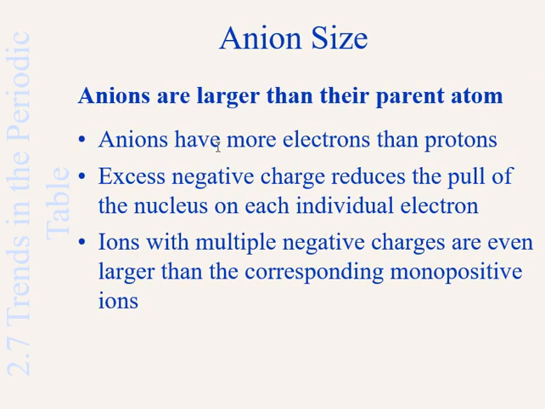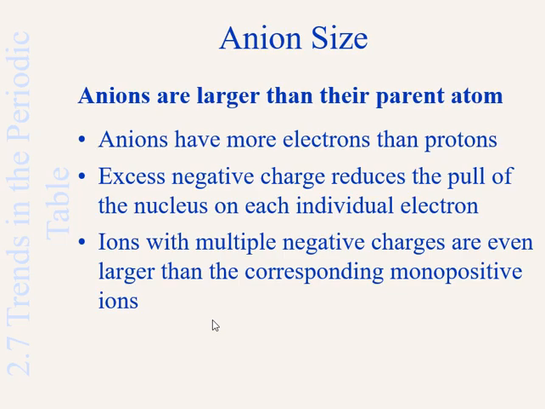Anions, on the other hand, are larger than their parent atom. Because we have more electrons than the protons, the excess negative charge reduces the pull of the nucleus on each individual electron. So if we had originally 10 protons and 10 electrons, and then we have 10 protons but 11 electrons, that last electron, which gives that ion a 1 minus charge, is only being pulled by 10 protons. It's not being pulled by 11 protons.